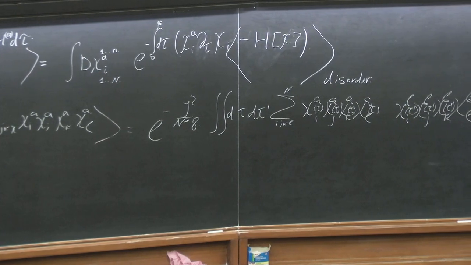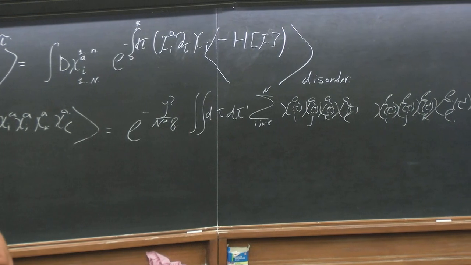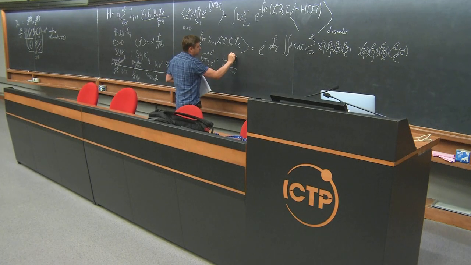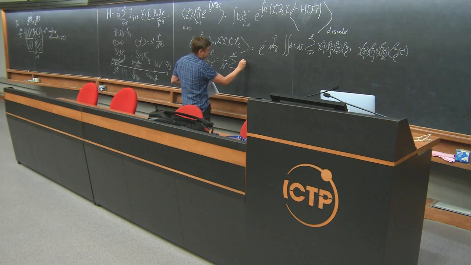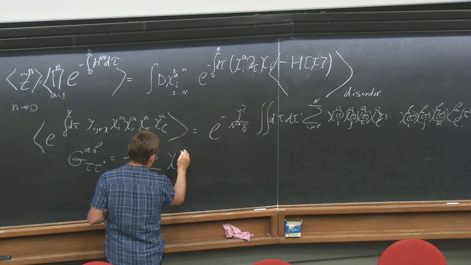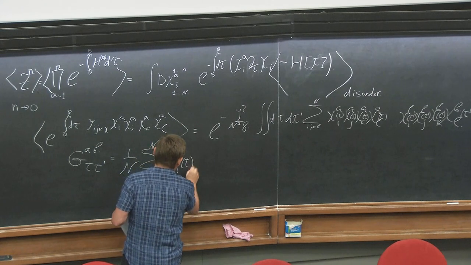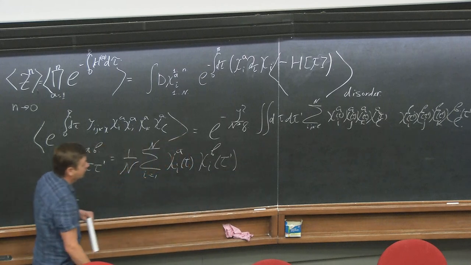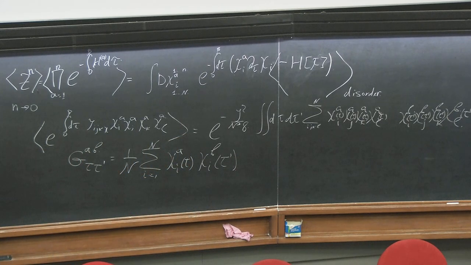We can make it a little bit more user-friendly if we introduce a notation, the Green function, which is a matrix in replica space and in time space, equal to 1 over N, sum over i from 1 to capital N, of chi_i^A of tau and chi_i^B of tau prime. This is just a notation, which is reasonable to call the Green function.